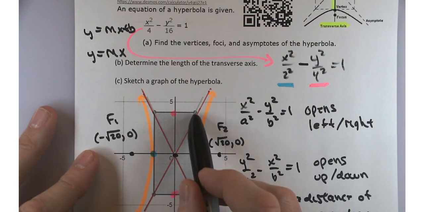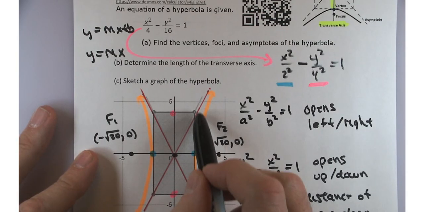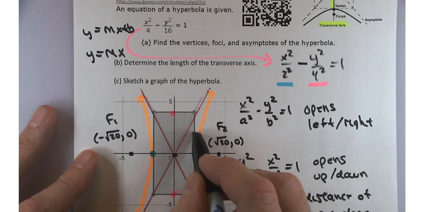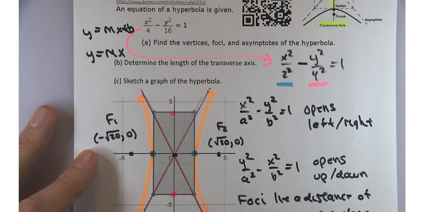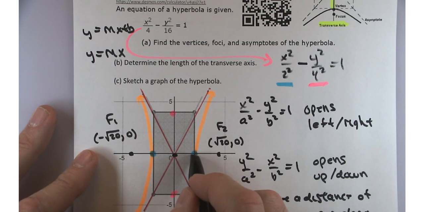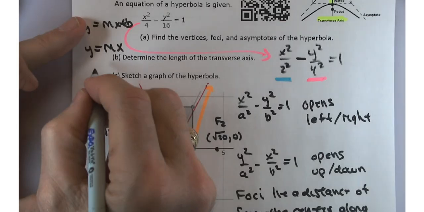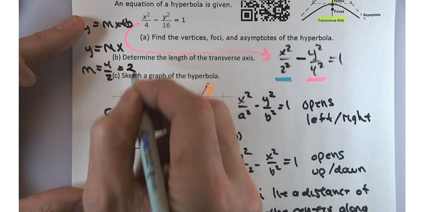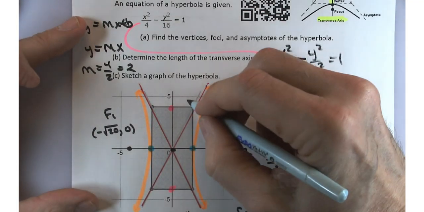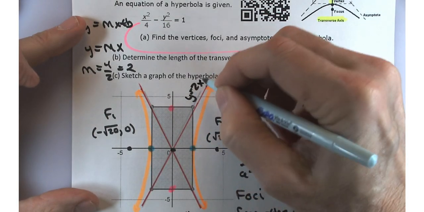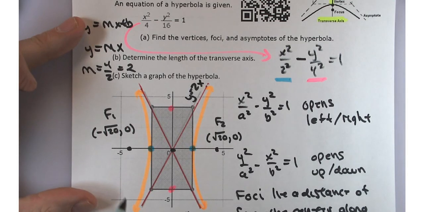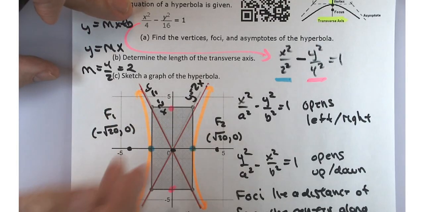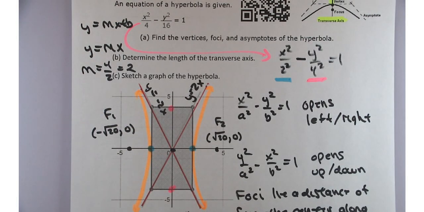Slope is the rise over the run. Well, the rise up here is what? 1, 2, 3, 4. And the run is 2. So the rise over the run is 2. m equals 4 over 2. So this line is y equals 2x. And this line is just going to have the negative slope there: y equals negative 2x. And that's it. You're done.